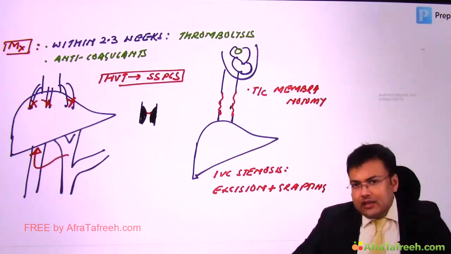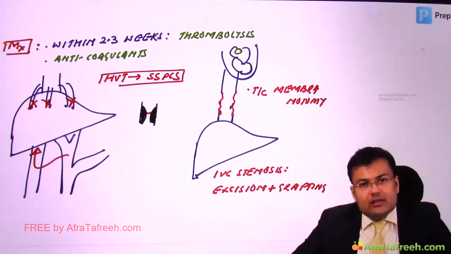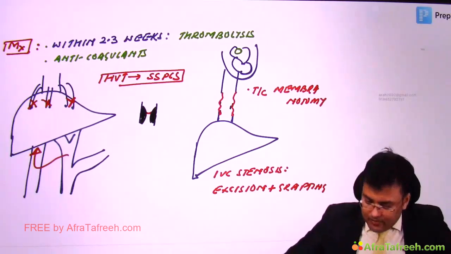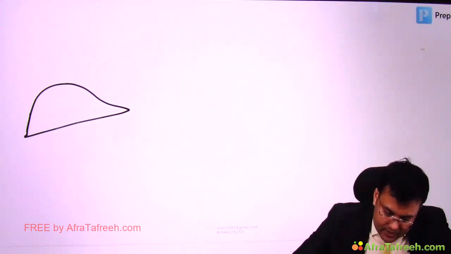Clear? There is a third situation where both are seen. There is hepatic vein thrombosis also and IVC obstruction also. So see, this is the liver. This is the inferior vena cava.